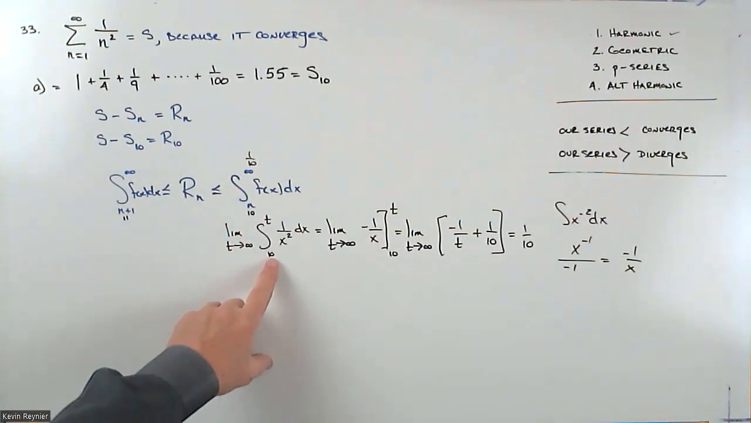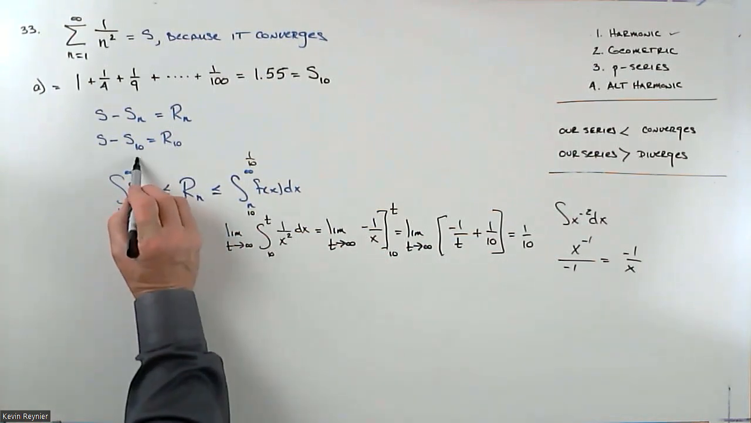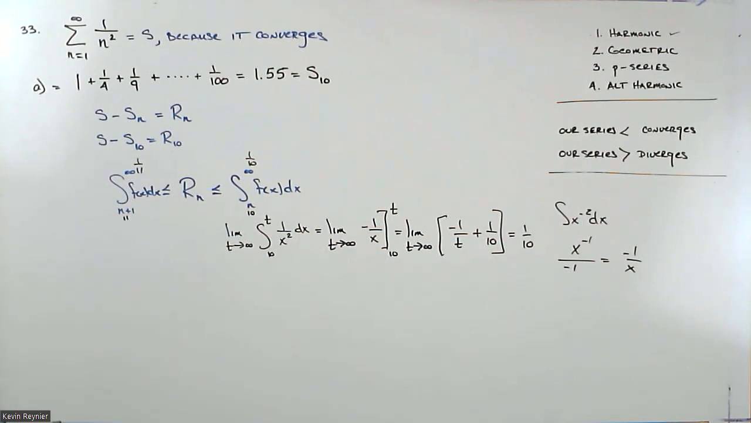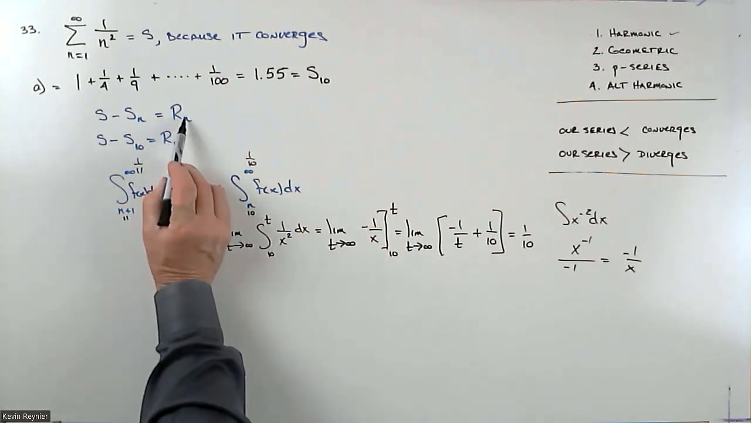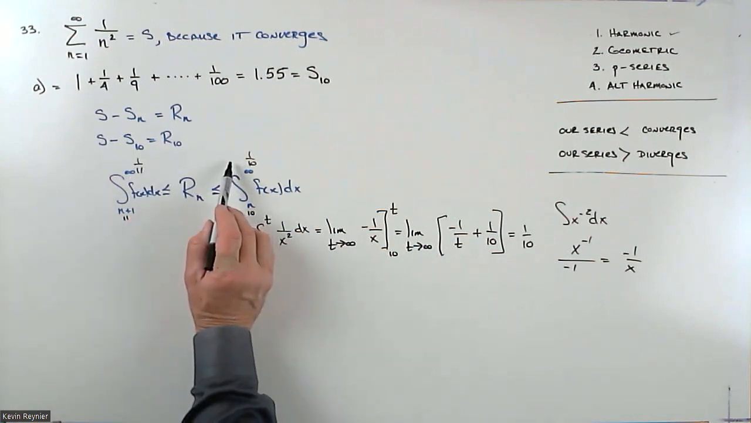Now, nothing's going to change if we make this an 11. So this is 1 over 11. So what do we know? We know that R sub n is bounded below by 1 over 11, which is smaller than 1 over 10. So that works out really nice.